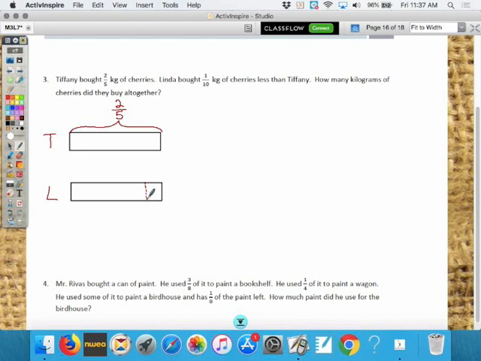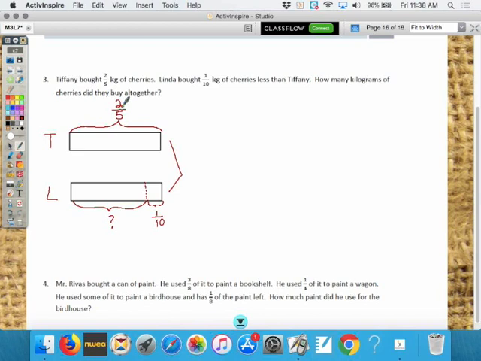Less. So I'm going to put a dotted line there. So this right here will represent 1/10. So Linda's total, we don't know. Okay? So we know it's 1/10 less than Tiffany's, but we don't know what it is. Then the question says, how many kilograms did they buy altogether? So those are our 2 steps. Okay? First thing we have to do is figure out the question mark. Then we have to add the question mark with Tiffany's total. So what is the question mark? How do I do the question mark? Katie, how would I do this? Am I going to add these 2 together?